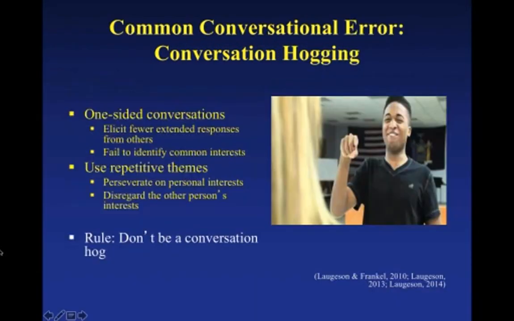So this is one of the common conversational errors that we highlight. We call it conversation hogging. That includes having those one-sided conversations, failing to identify common interests with the other person, maybe using repetitive themes, just talking about your own interests. Alina didn't really do much to find out what Allison's interests were in that conversation. So that's what we call conversation hogging, and the rule in peers is don't be a conversation hog.